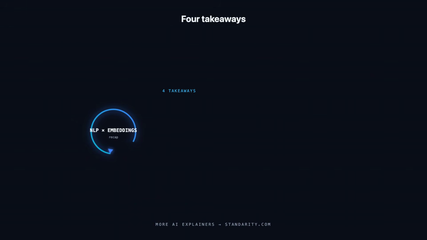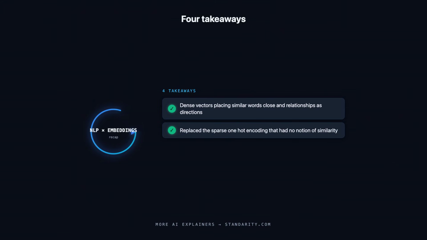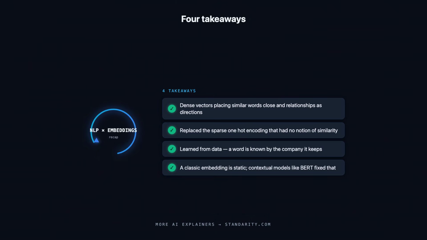Alright, let's lock in the essentials. Word embeddings are dense vector representations of words, positioned in a space where words with similar meaning sit close together and relationships become directions. They replaced the old one-hot encoding, where every word was a huge, sparse vector with no notion of similarity, cat as unrelated to dog as it was to a typewriter. They are learned from data by the principle that a word is known by the company it keeps, using methods like word2vec, GloVe, and fastText. Their main limit is that a classic embedding is static, one vector per word, which contextual models later fixed.